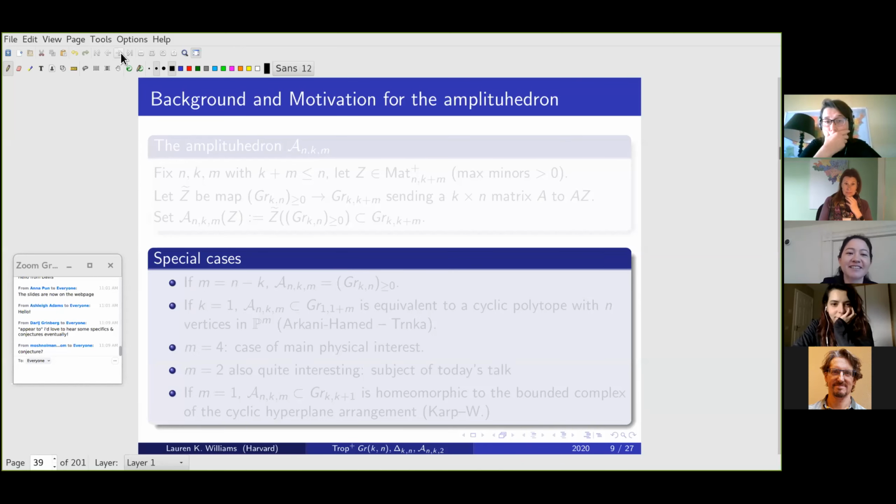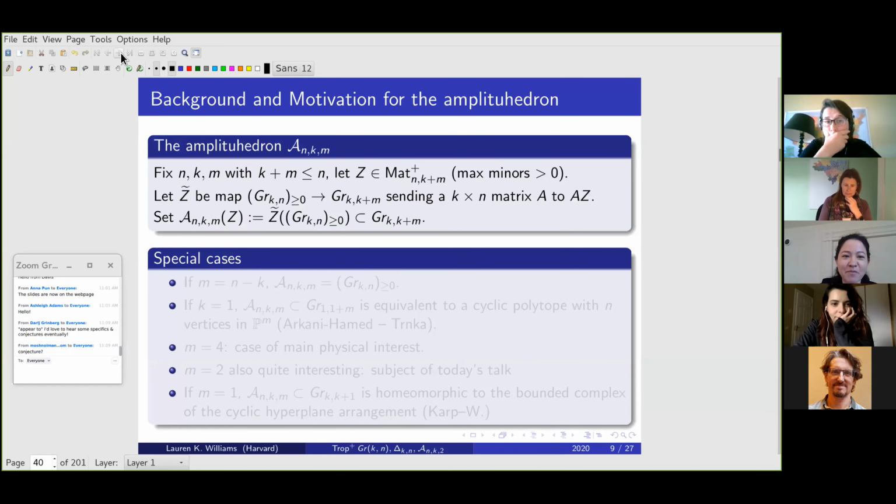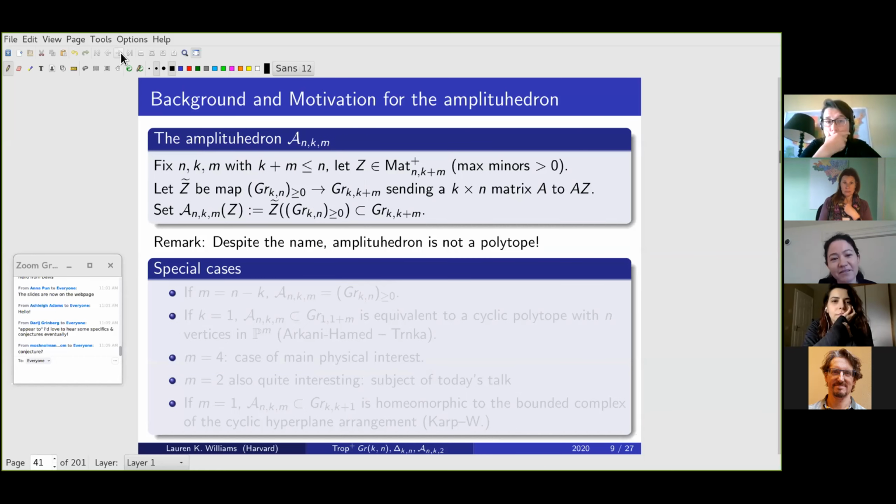Okay, I know the definition probably went by quickly, so at the top I have a review of the definition of the amplituhedron. And I'll make a remark about some special cases. First remark, despite the name, it's not a polytope. It's the image of the non-negative Grassmannian under a certain map, and the non-negative Grassmannian itself is not a polytope. So the amplituhedron certainly is not. But now for some special cases. If m equals n minus k, the amplituhedron recovers the TNN Grassmannian.